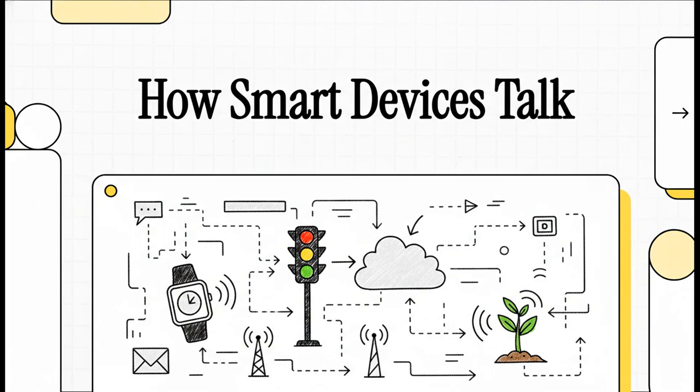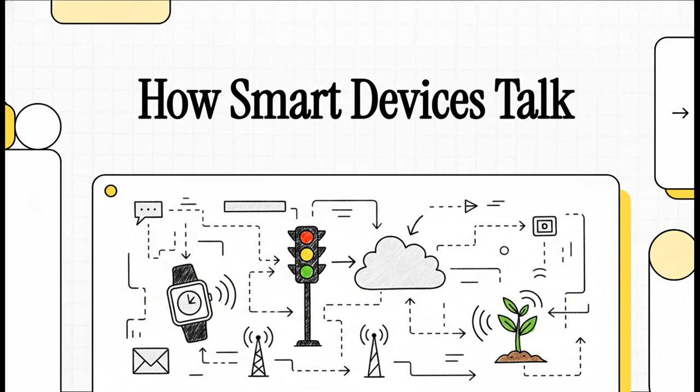You ever stop and think about how all of our smart stuff actually talks to each other? I mean, your smartwatch, a traffic light halfway across the city, and some random sensor on a farm? How do they all connect to the internet? It seems like it should just work, but it's way more complicated than you'd think.